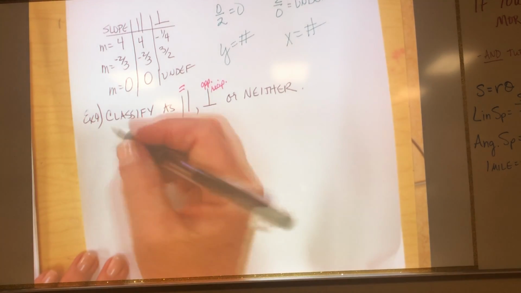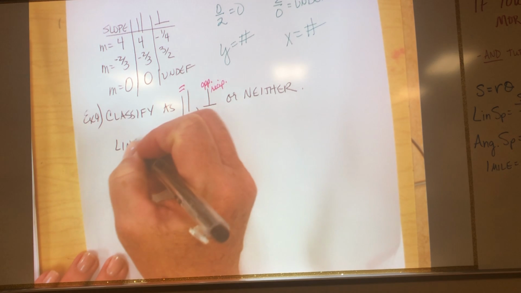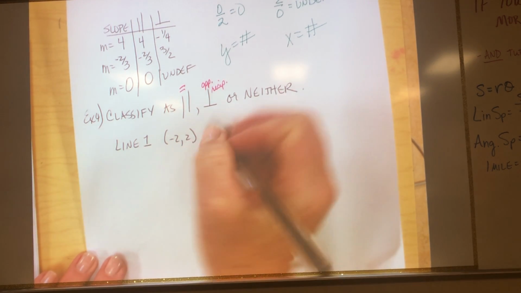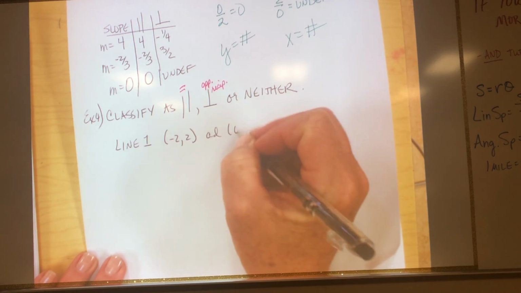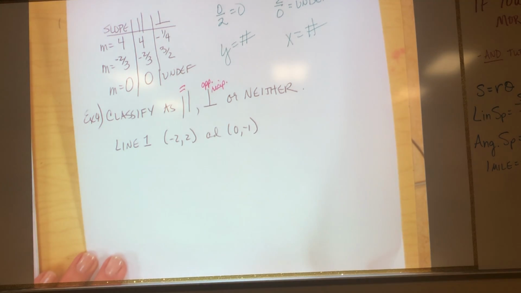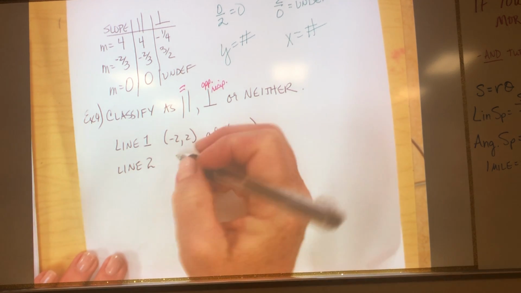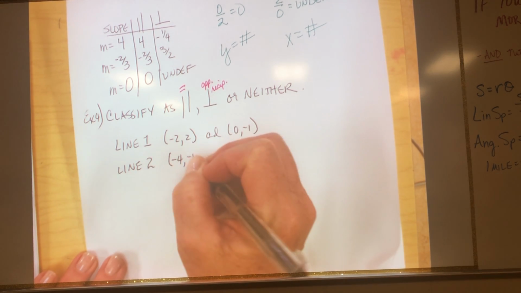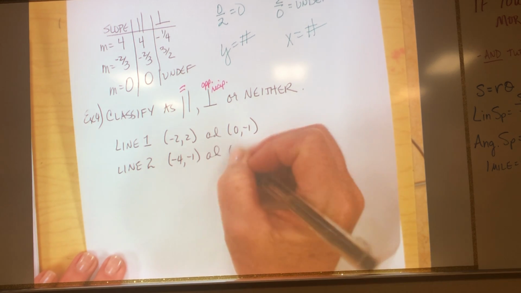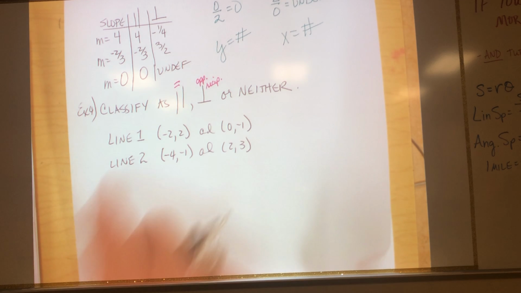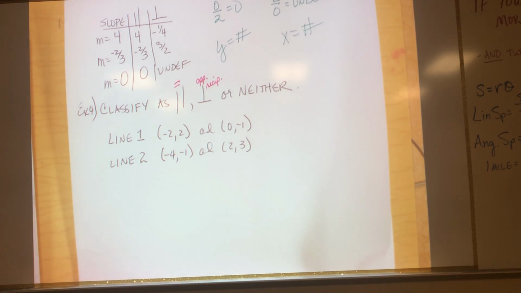All right, so here's the first one. Line 1 contains the points (-2, 2) and (0, -1). Line 2 contains the points (-4, -1) and (2, 3). So I want to know if line 1 and line 2 are parallel, perpendicular, or neither. What do we have to find, guys? The slope. Yeah, we got to find the slope.